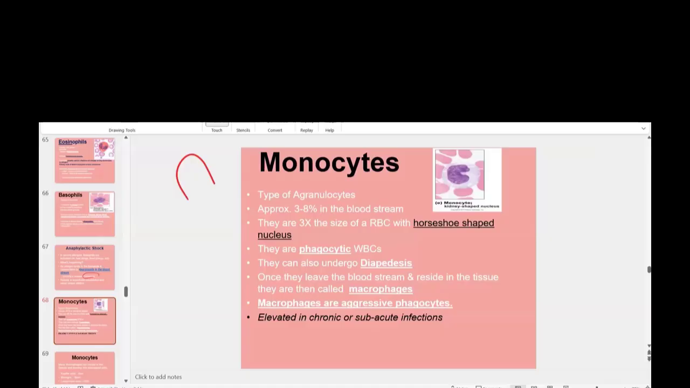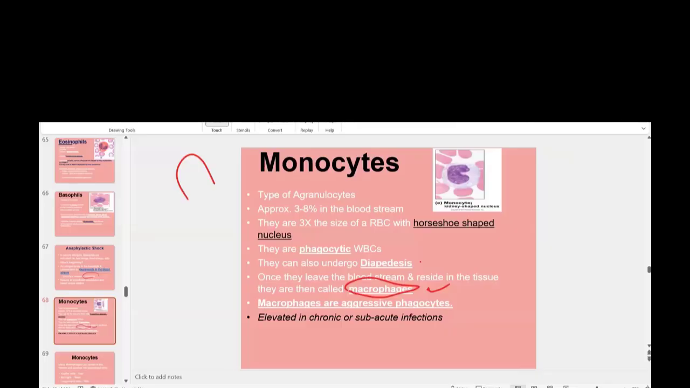And they transform into what we call macrophages. So they can undergo diapedesis. That means they can also move out of the bloodstream, and they can wander around, reach the tissues and attack the pathogens. Once they leave the bloodstream and reside in the tissue, now they are called macrophages.